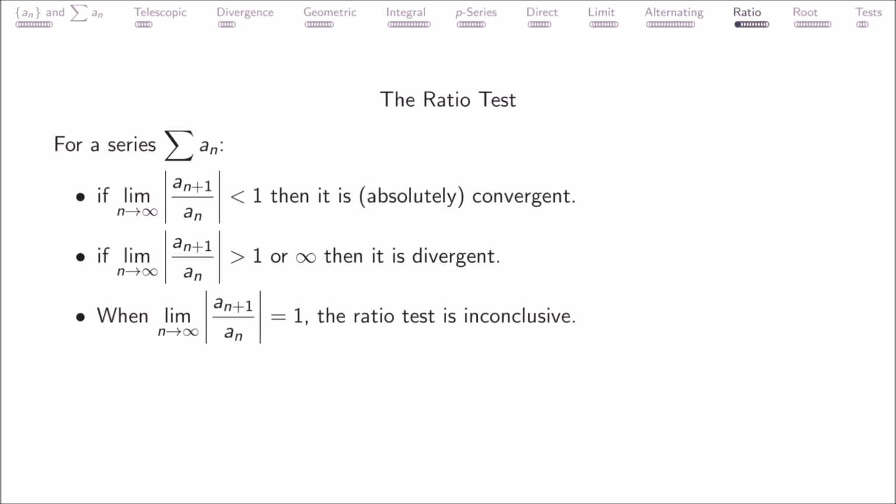The ratio test. For a series An, if the limit of the absolute value of the ratio is less than 1, then it is absolutely convergent. If the limit of the absolute value of the ratio is bigger than 1 or infinity, then it is divergent. When the limit of the absolute value of the ratio equals 1, then the ratio test is inconclusive.